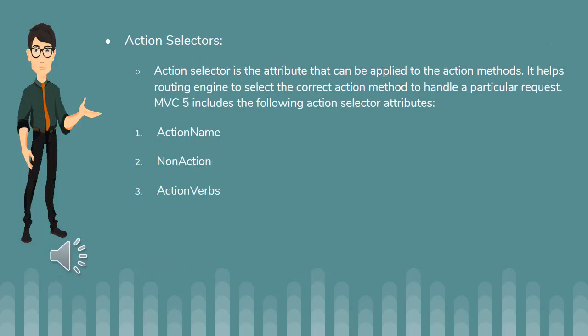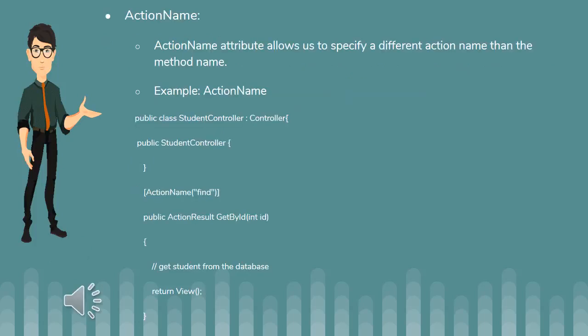Action Selectors. An action selector is an attribute that can be applied to action methods. It helps the routing engine to select the correct action method to handle a particular request. MVC 5 includes the following action selector attributes: ActionName, NonAction, and action verbs. ActionName. The ActionName attribute allows us to specify a different action name than the method name. Consider the following example. In the above example, we have applied the ActionName("find") attribute to the GetById action method. So now, the action name is Find instead of GetById. This action method will be invoked on a localhost/student/find request instead of a localhost/student/getbyid request.